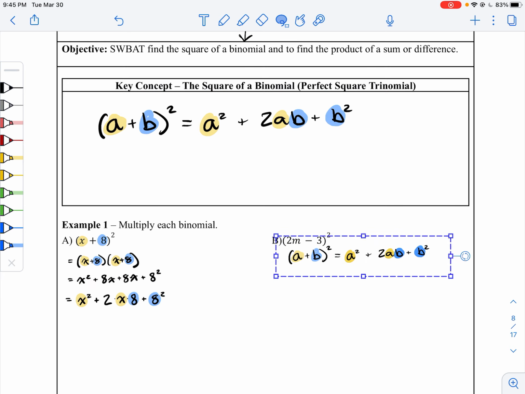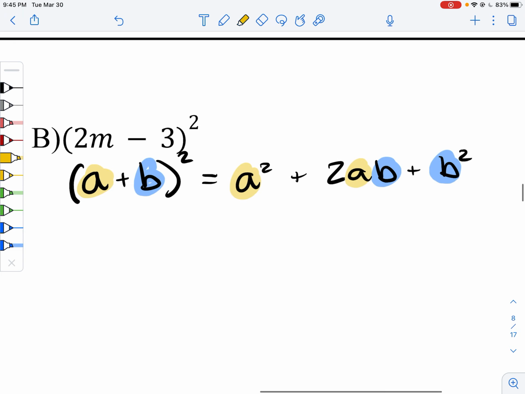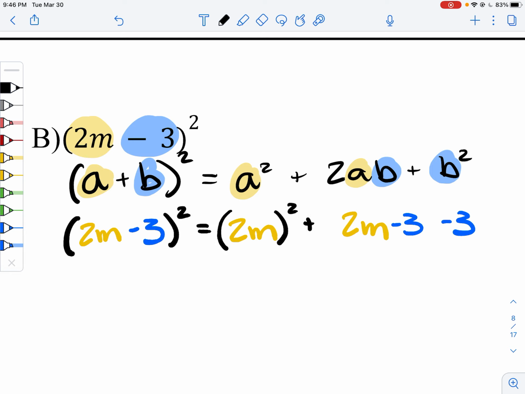So here, to follow the pattern, let's first identify what our a term and our b term are. Here, our a term is 2m, and our b term is negative 3. So wherever we have an a, we're going to put 2m, and wherever we have a b, we're going to write negative 3. And now let's fill in what we didn't write. These are in parentheses, and they're squared. This is squared, plus 2 times these, plus this thing squared.